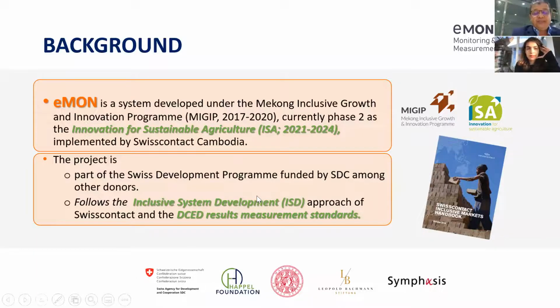And essentially, the project follows, I think most of us in the room probably would, whether it's market systems development, inclusive systems development, that's a term we use in Swisscontact, inclusive markets, the different terms, M4P, as it was called some time back. But then the key is we've looked at the DCED results measurement standards that's built into the e-MON system.